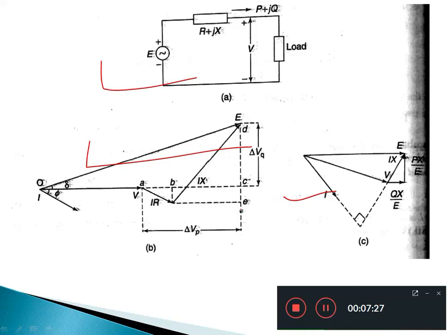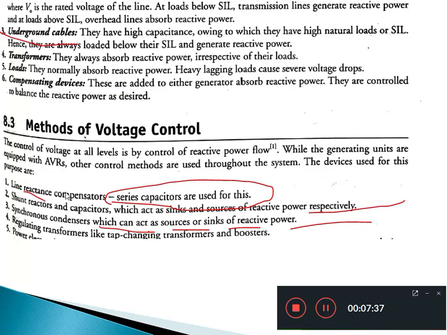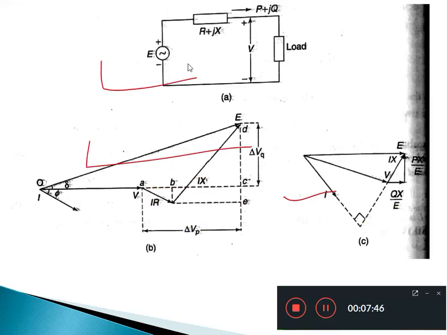So the circuit diagram shows generation of reactive power. There are different cases: series compensator and shunt compensation network, as well as the capacitor banks. For line reactance, we use the series capacitor. For shunt reactors and capacitors, which are the source and sink, that will be shown in this figure. So in this figure, this is the source and this is the load. We have to generate the reactive power.